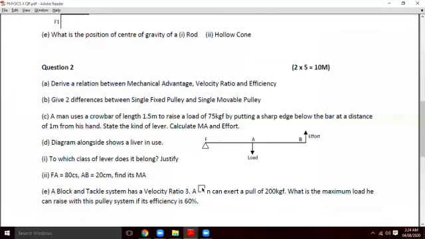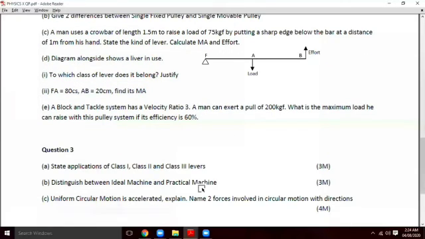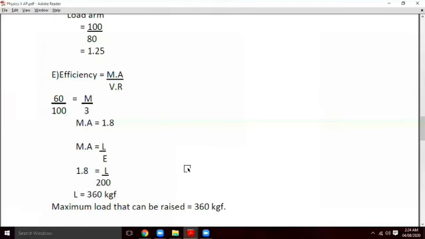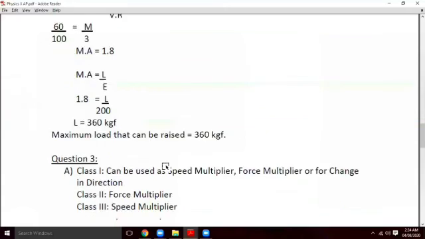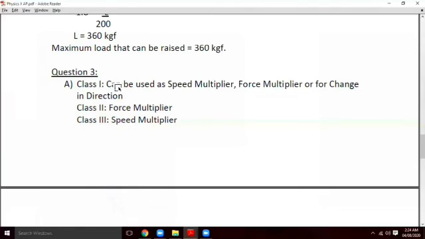Coming to the main question number 3. The first question of this main question number 3 is stating the applications of class 1, class 2 and class 3 levers. Answer for this goes as follows. The class 1 lever can be used as a speed multiplier, it can be used as a force multiplier, or it can also be used as a device that is used to change the direction.